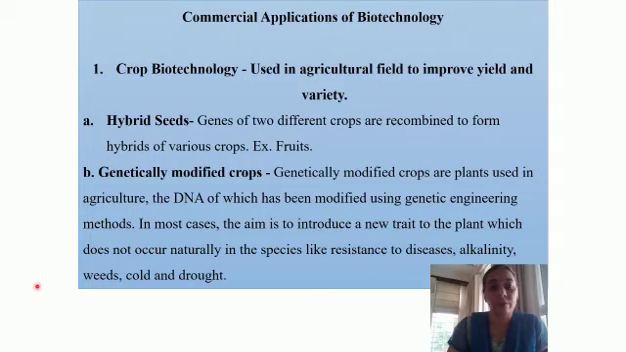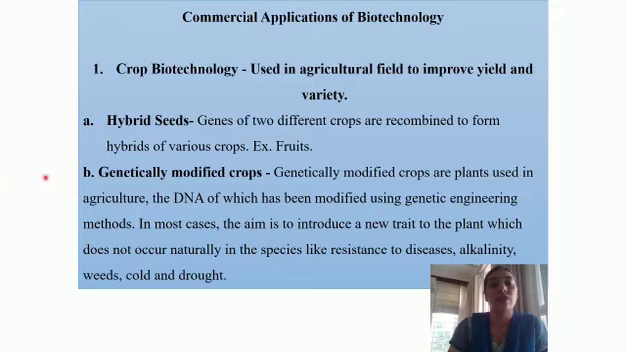Weeds, that is unwanted plants, cold and drought. These extreme conditions also these GM crops can overcome, and they can give us a good yield. So this is one example: hybrid seeds are produced by cross pollination between two different species, and we get various varieties of crops and fruits and vegetables.